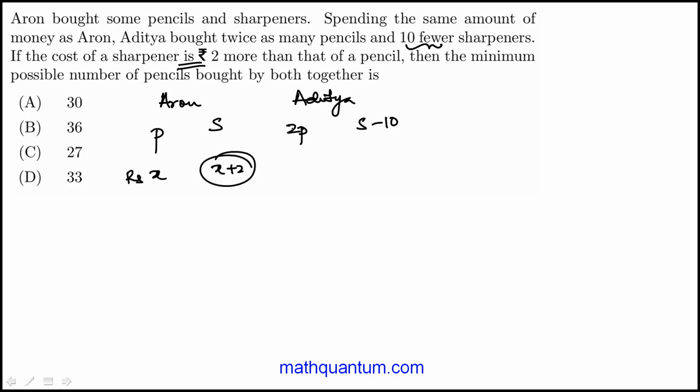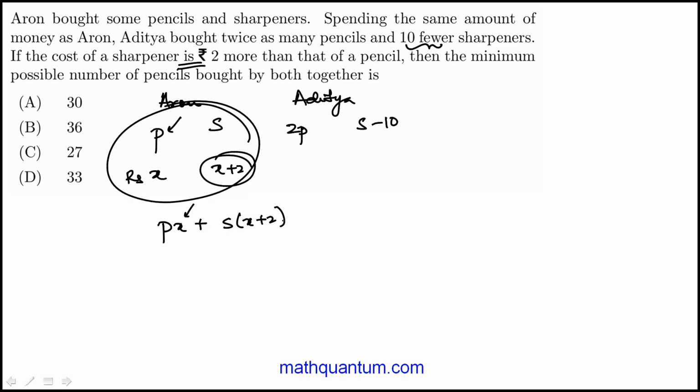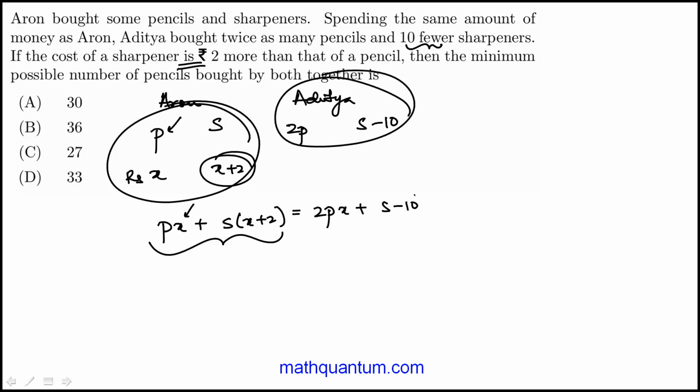Now, we're told that in both cases, they spent the same amount of money. So the amount of money spent here in case of Aron would be PX, the number of pencils times the cost of each pencil, and then we have S times X plus 2. And we're told that this total amount is the same as in the case of Aditya. So that would be 2PX plus S minus 10 times X plus 2. So that's the translation of that relationship.